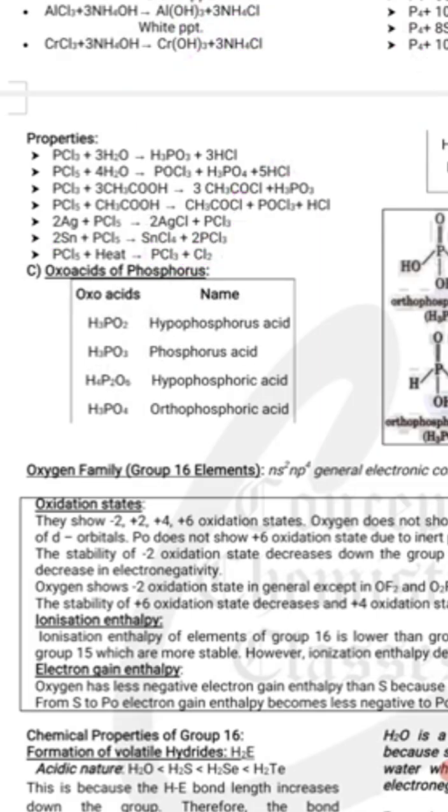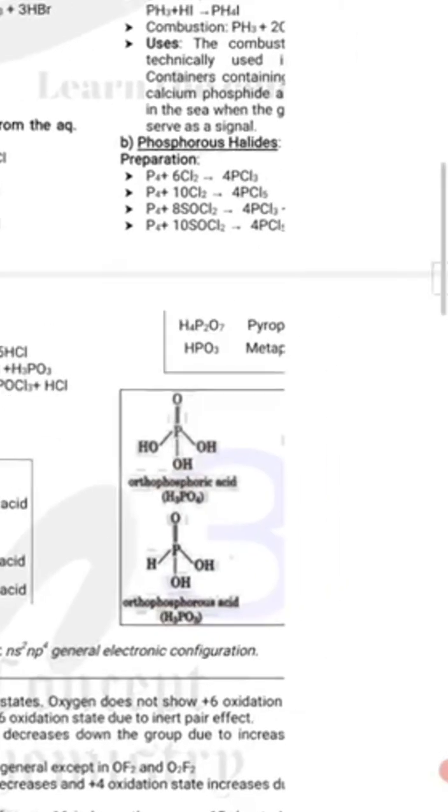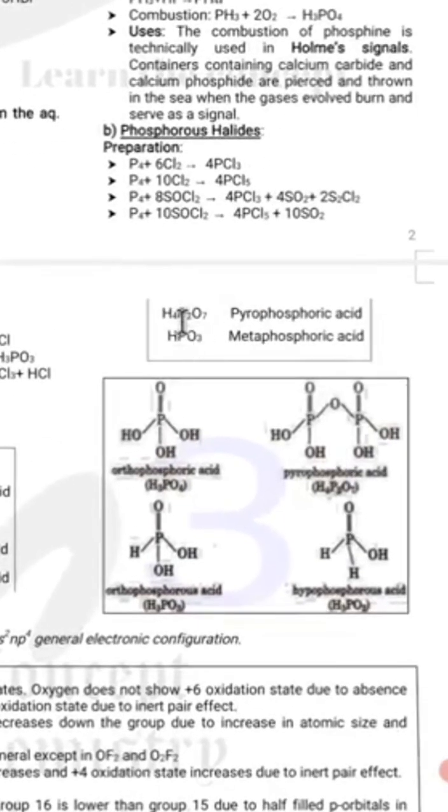Again, this topic is important, oxoacids of phosphorus. Okay, these are some oxoacids of phosphorus: H3PO2 hypophosphorus acid, H3PO3 phosphorus acid, H3PO4 orthophosphoric acid, H4P2O6 hypophosphoric acid, and there are also some other oxoacids of phosphorus, H4P2O7 pyrophosphoric acid, HPO3 metaphosphoric acid. This can be written in a better way like this.